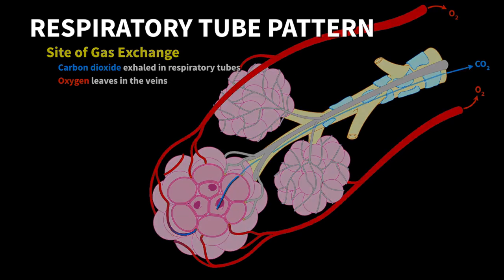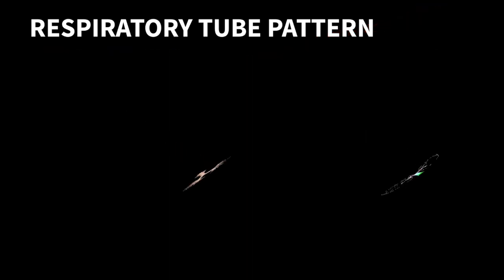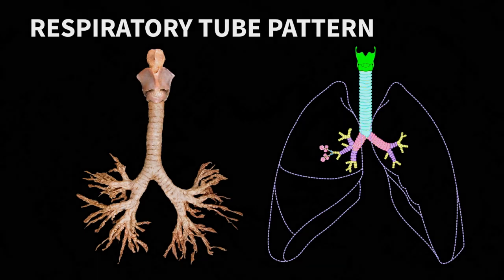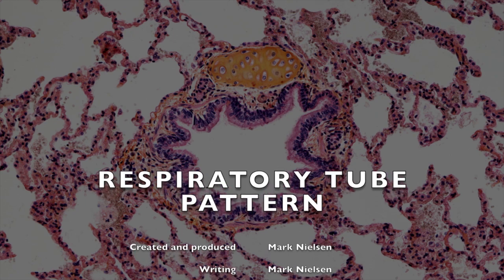So once again, we see a 3-layered tube, which in the case of the respiratory tube is structurally suited for its function as a conduction system and respiratory gas exchange.